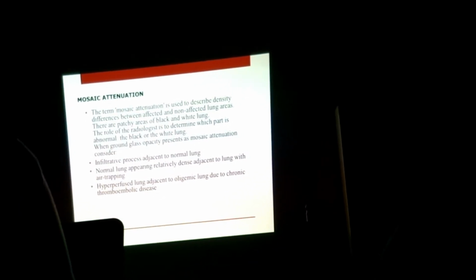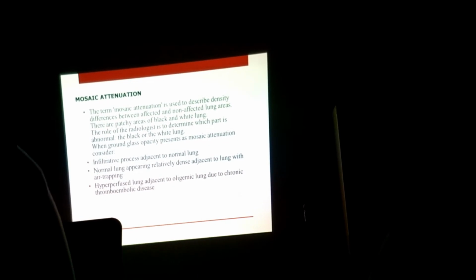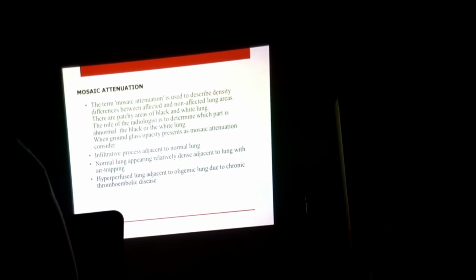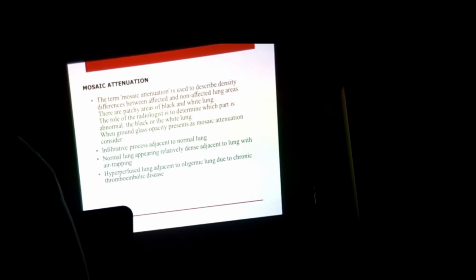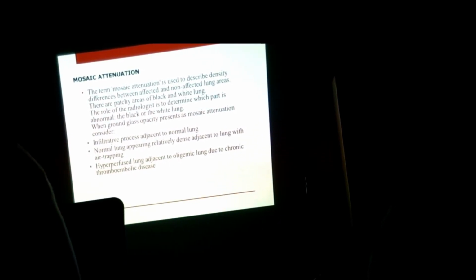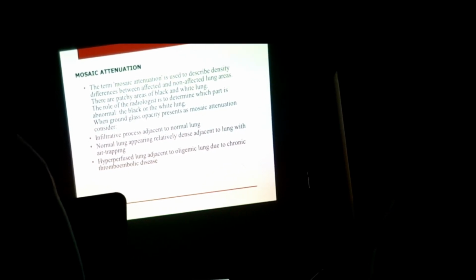Okay. Infiltrative process adjacent to normal lung, a normal lung appearing relatively dense adjacent to lung with air trapping. So whenever you have mosaic attenuation, you can have pulmonary embolism, you can have hypersensitivity pneumonitis, or you can have some other infiltrative process adjacent to the lung. Okay. It can be difficult to distinguish these three entities.